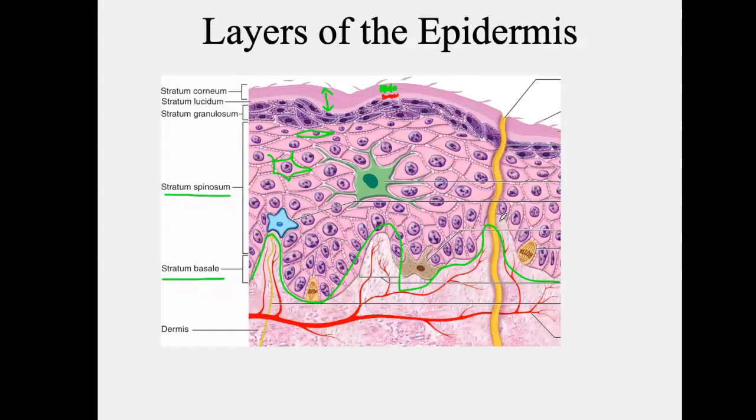Okay, I'm going to go back to the picture so that you can see them all again. Corneum, lucidum, granulosum, most of it is going to be spinosum, and then the basal layer.